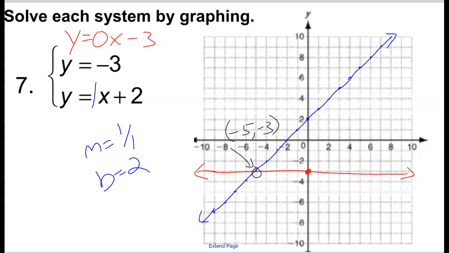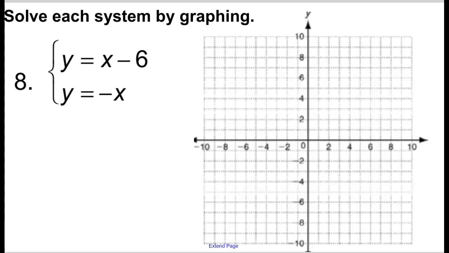All right, let's look at number 8. Okay, here we're going to graph both of these. This one has a slope of 1 and a y-intercept of negative 6. So we're going to use the 1 over 1 slope again, but we're going to begin at negative 6. See that, minus negative 6. So that starts here. We're going to go up 1 and over 1, up 1 and over 1, up 1 and over 1. And you just keep going until you got plenty of dots here. And then you draw the line.